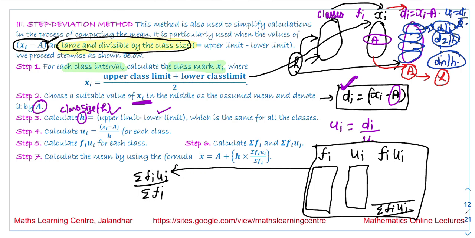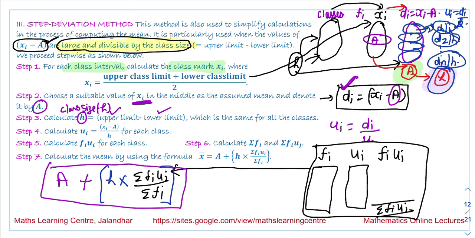And how is this data obtained? We have divided each value by h. It means this mean will be multiplied by h. We have reduced all these values by a. It means this mean will be increased by the value a. So the formula we use over here to calculate the mean is x bar equals a plus h into sigma fi ui over sigma fi.